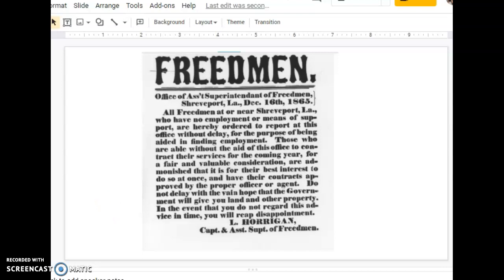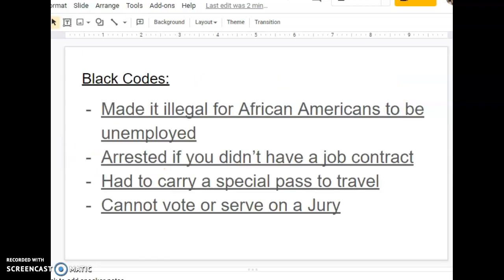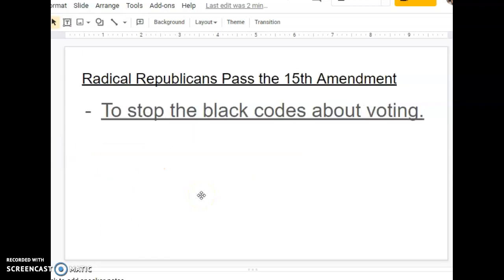So then the radical Republicans turn around and pass the 15th Amendment. And that is the amendment, we talked about this in class, that bans people from discriminating on voting based on color. So that was a direct action because of these black codes that were trying to stop African Americans from voting.